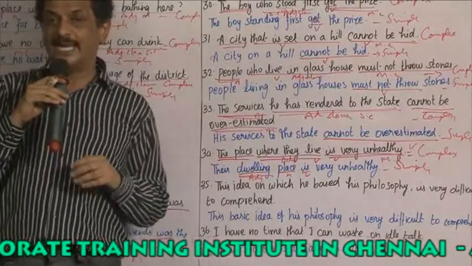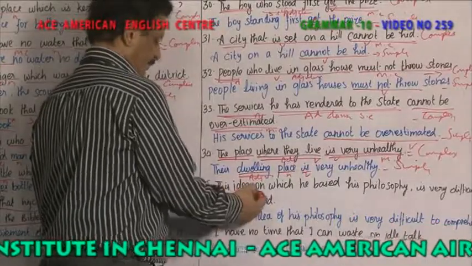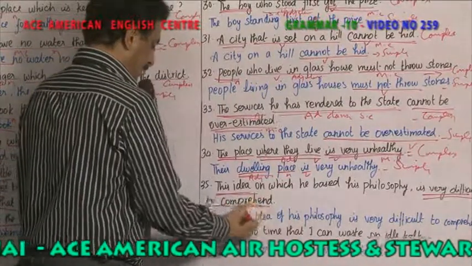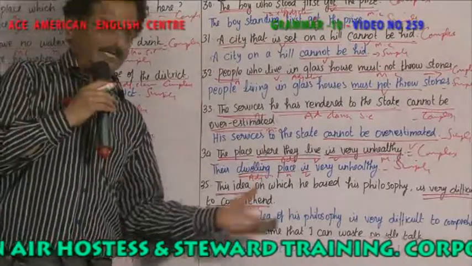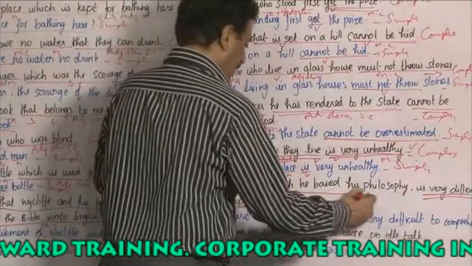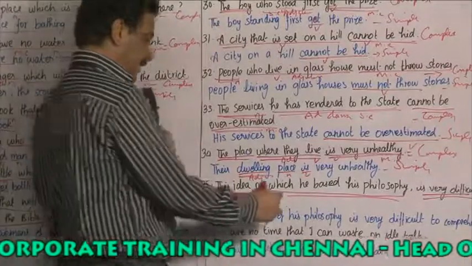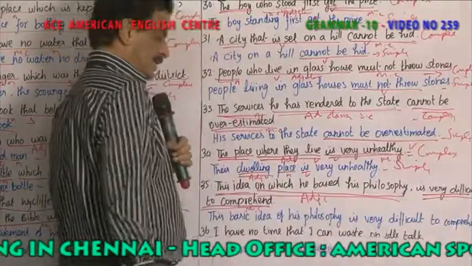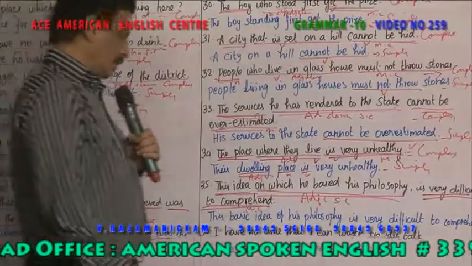Now, the idea on which he based his philosophy is very difficult to comprehend. What do you mean by comprehend? Understand. So the idea is very difficult to understand. So this is the main clause. So the idea, description about the idea, on which he based his philosophy. So on which he based his philosophy describes this idea. So this becomes an adjective clause. It has its own subject and predicate. He is the subject, based is the verb. So this becomes a subordinate clause joining with the main clause to give you a complex sentence.